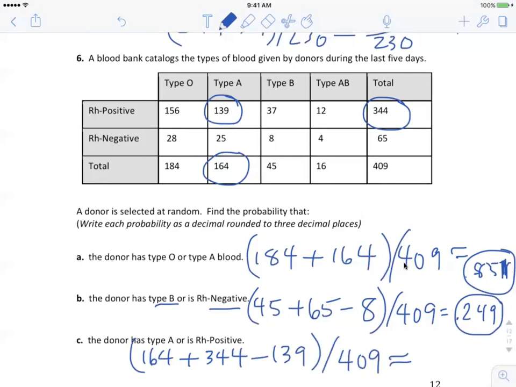That's going to be 369 divided by 409, and I'm getting a 0.902. Those are squigglies because they're approximate to 3 decimals.